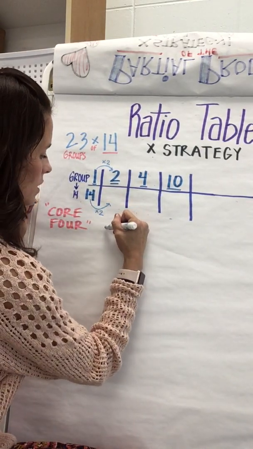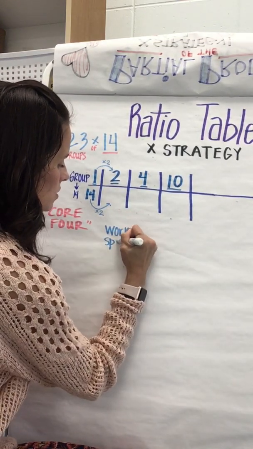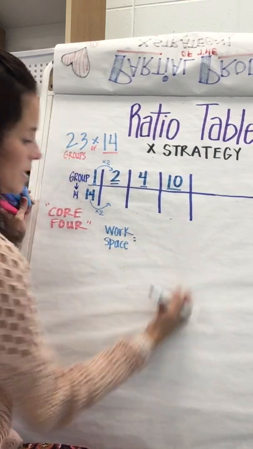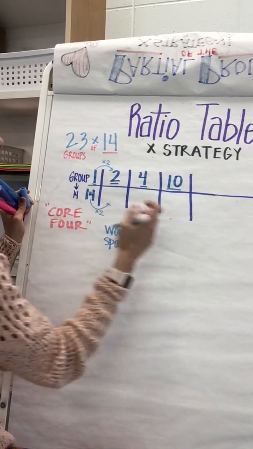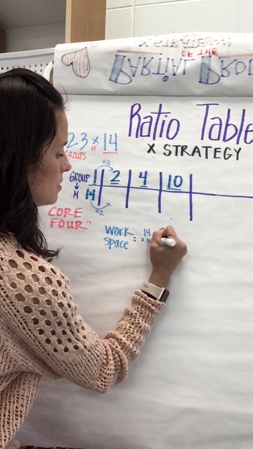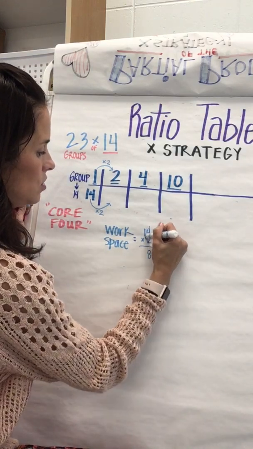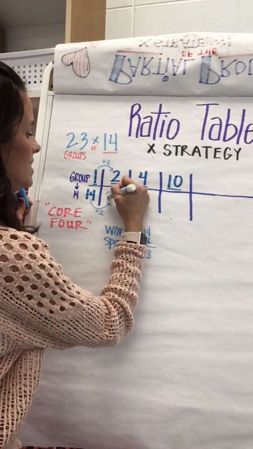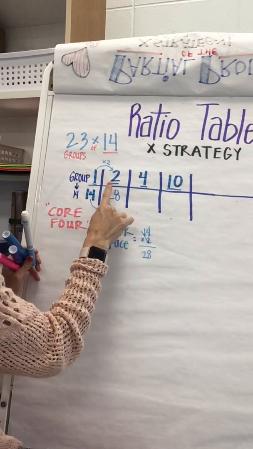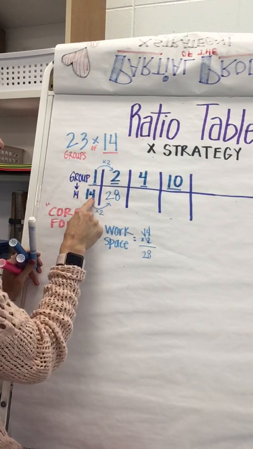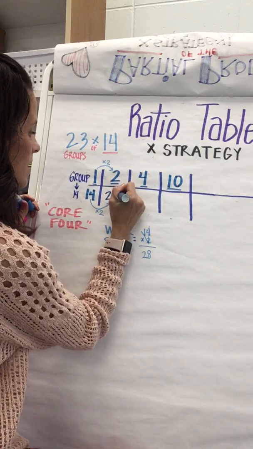We can have some workspace on the side. A lot of times when I use ratio tables, I know I'm going to need workspace. So two groups of 14, I've got to double 14. So 14 times 2. 2 times 4 is 8. 2 times 1 is 2. So I get 28. Now let's look at our ratio table. One group is 14. Two groups is 28.